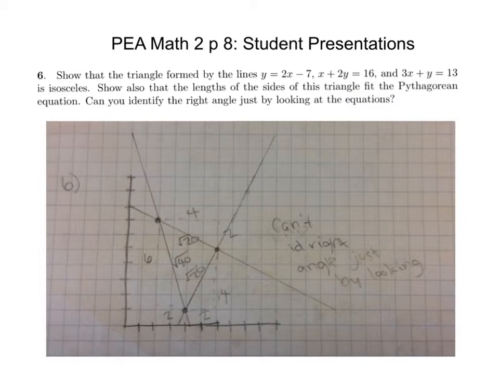Okay, so I think our question though was, not just by looking at the triangle, but with the equations, could you figure out if it's a right triangle? Yeah, how would you do that? Because if the slopes of two of the equations were opposite reciprocals, then they would be perpendicular, and two lines that are perpendicular create a right angle. Perfect. All right.